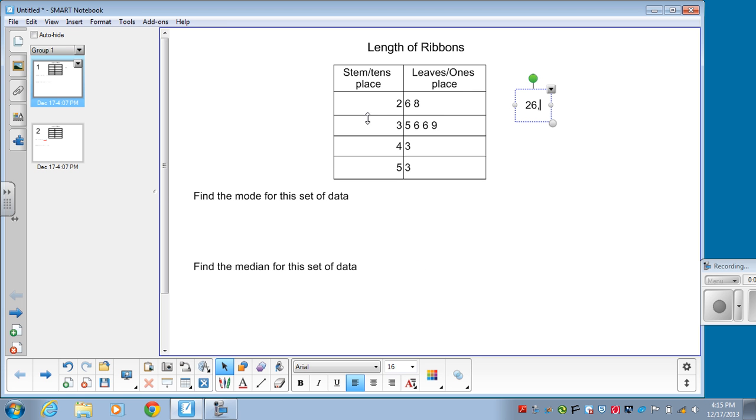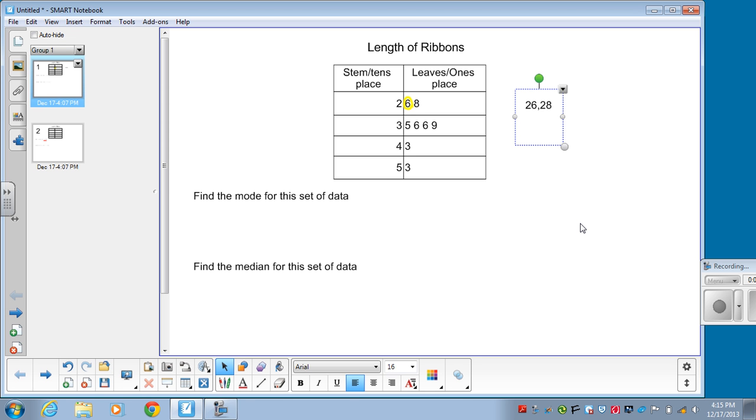The other leaf, and let me highlight that. The other leaf we have is an 8. So that number is 28.